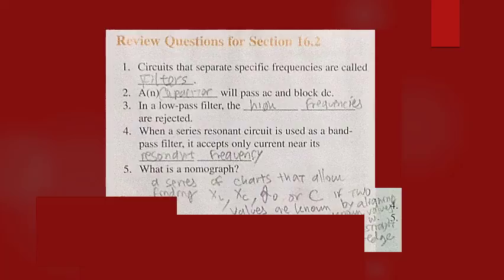Number five, what is a nomograph? It is a series of charts that allow finding inductive reactance, capacitive reactance, and resonant frequency or capacitance if two of the three values are known, by aligning the values that are known with a straight edge.